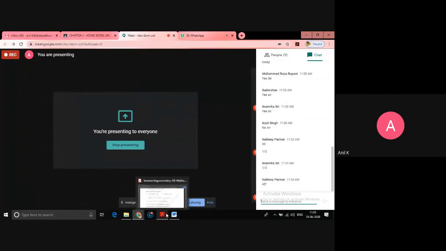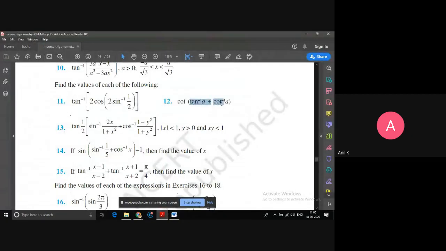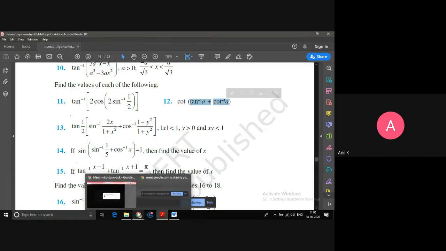Good. So the next question is cot of tan inverse A plus cot inverse A. How do I solve this question? So the outermost value is cot. So if I want to simplify, this entire thing is going to be in terms of cot inverse.